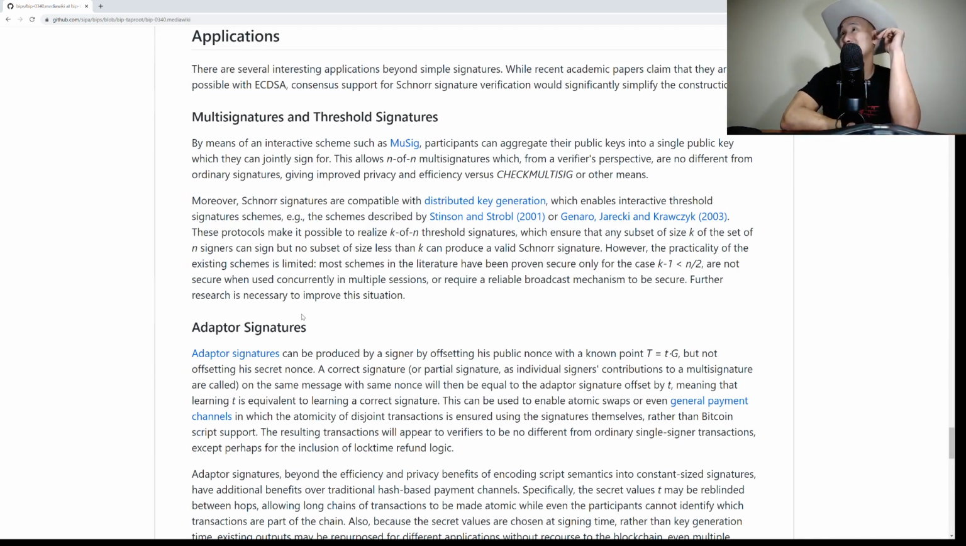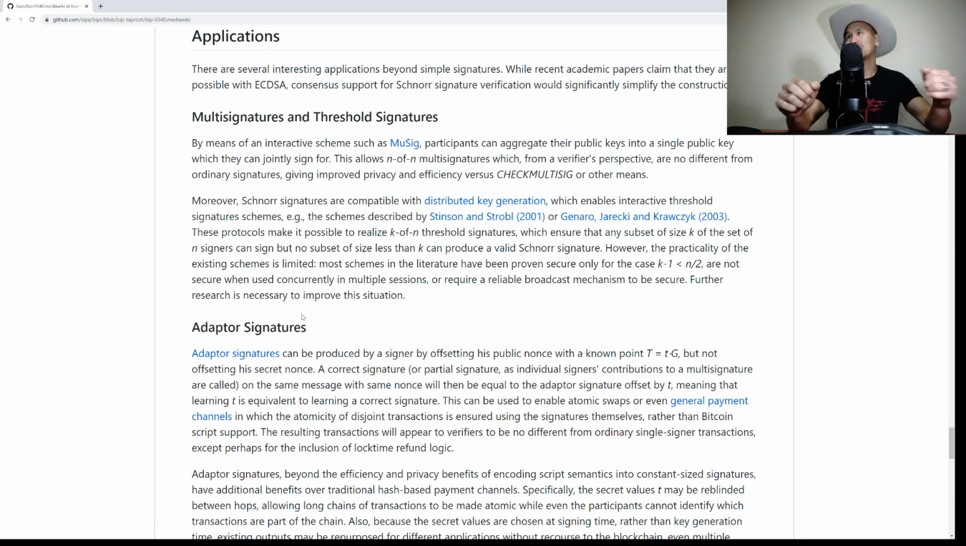By means of an interactive scheme such as MuSig, participants can aggregate their public keys into a single public key, which they can jointly sign for. This allows n-of-n multi-signatures, which from a verifier's perspective are no different than ordinary signatures, giving improved privacy and efficiency versus CHECKMULTISIG or other means. So in other words, you can do multisig, as long as it's 3 of 3, 4 of 4, or whatever, using MuSig, that'll work.